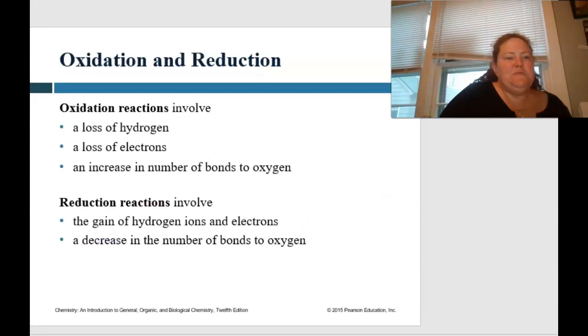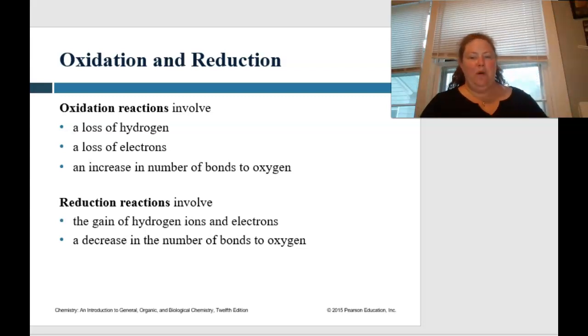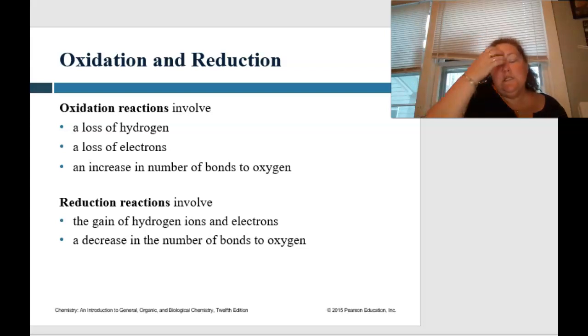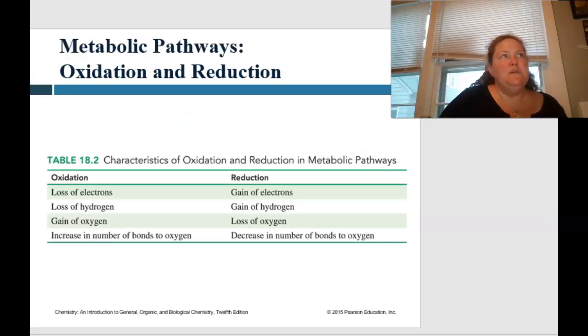All right, so what about oxidation and reduction? Oxidation reactions involve a loss of hydrogen, a loss of electrons, and an increase in the number of bonds to oxygen, whereas reduction reactions involve the gain of hydrogen ions and electrons, as well as a decrease in the number of bonds to oxygen. So here's your nice little summary table, where your oxidation is a loss, loss, gain, increase, and your reduction is gain, gain, loss, decrease.